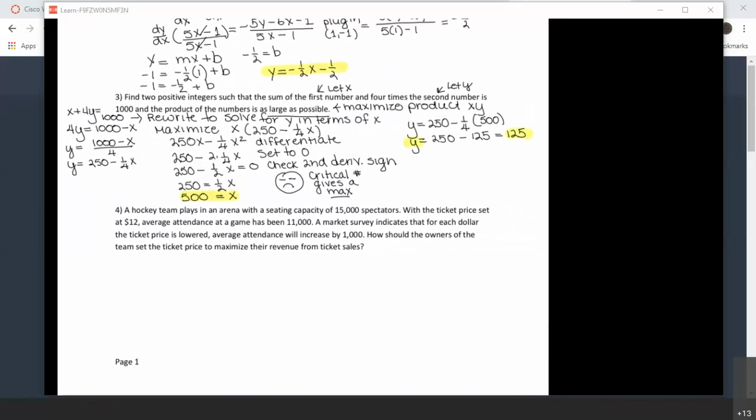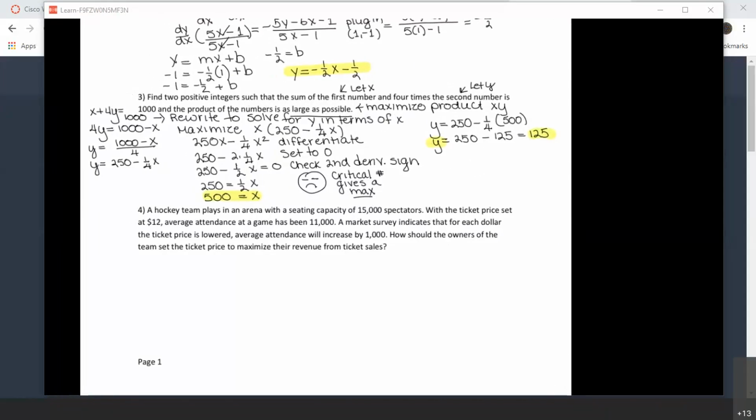They satisfy the constraint that the first number, 500, and 4 times the second, which is another 500, will equal 1,000. You know that's true. And we figured out from the calculus that they give me a maximum product. They didn't ask me for the maximum product, but if they did, I'd just multiply 500 and 125. Okay?